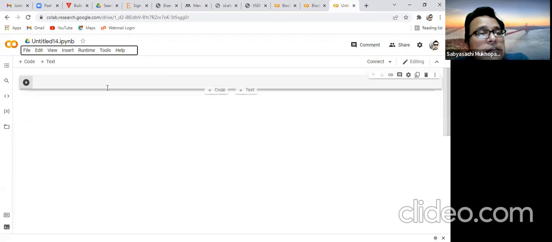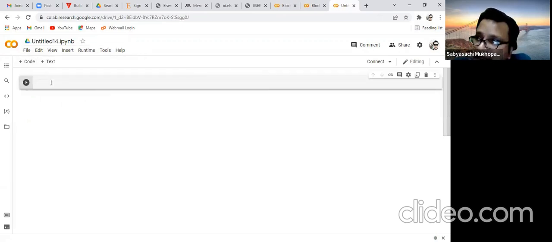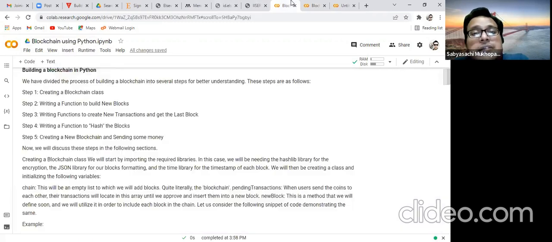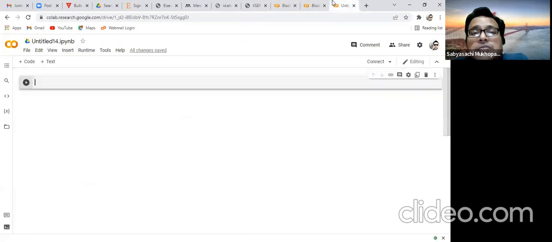Or if you want to write your own code, you see the plus text and plus code buttons given there. If you click the plus text button, you will be able to write some text. Using the plus code button, you will be able to write some code. You can also give a name there, like I have given here, blockchain demo, to show you some demo of the code. In the original notebook, I have given the name blockchain using Python. In this way, you can give some name. Incorporate all those results and let me know your feedback.